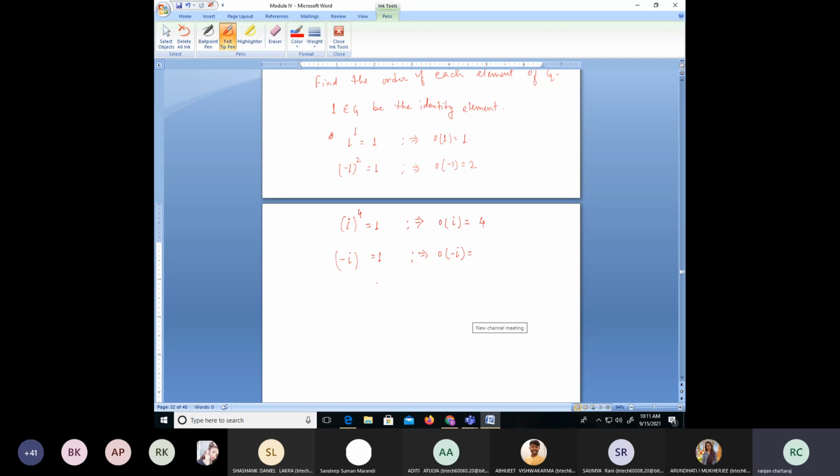And what about minus I? 2? Minus I squared is minus 1. If you put 2, you get minus 1. If you put 3, then you will get I. Then again this should be 4. So this is 4. Is it clear? Yes, sir. Okay.